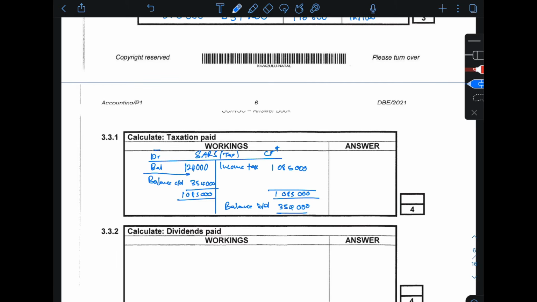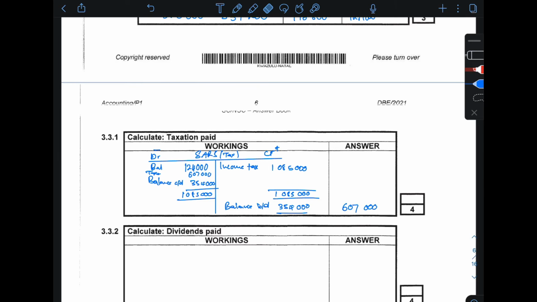There's an amount that is missing. What's that amount? It's your taxation that you have paid for the year. So we can just label this as tax or taxation paid. That amount is the difference that you have paid. So you can just take 1,085,000 minus these two amounts, and then you can simply get your taxation paid as 607,000. All right, 607.